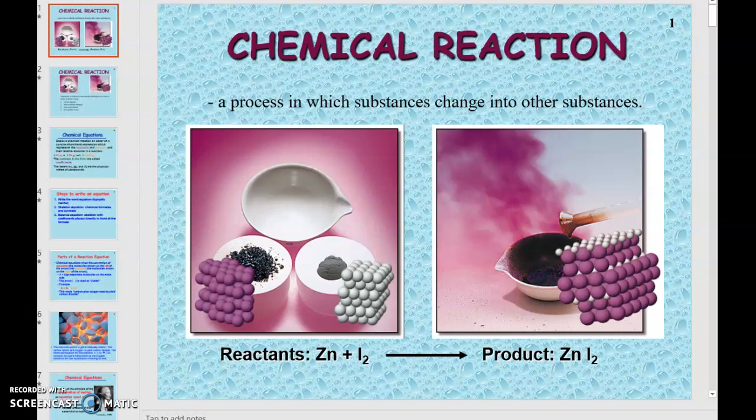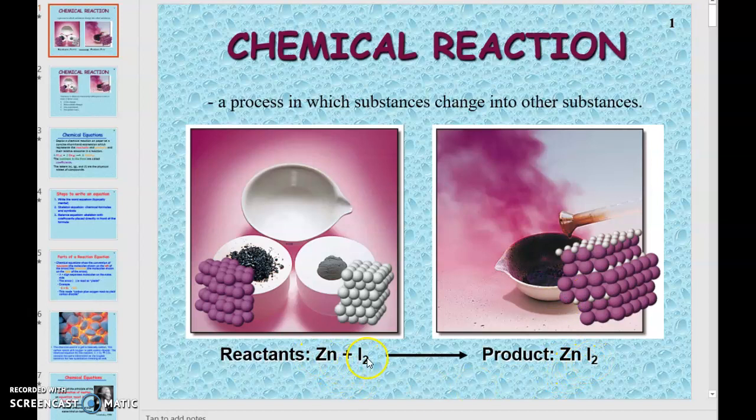We're going to go over chemical reactions, at least the introduction to them and why you would need to balance them. So a chemical reaction is a process in which one substance or more than one substance changes into another substance or substances. The example given here is you start off with some iodine crystals and some zinc powder, and then after performing a little bit of heating on them, they react and they produce zinc iodide.